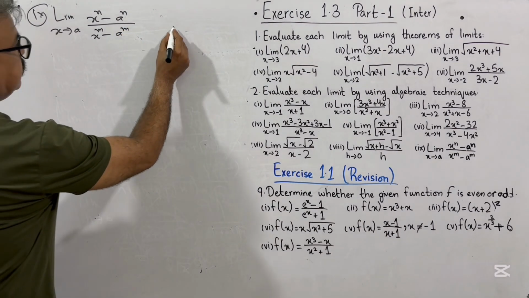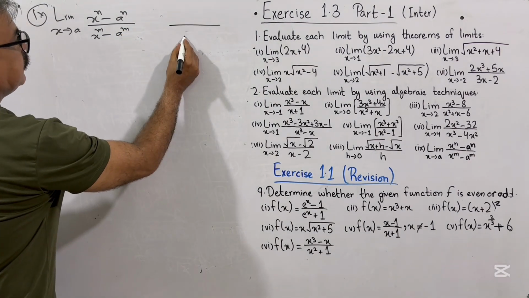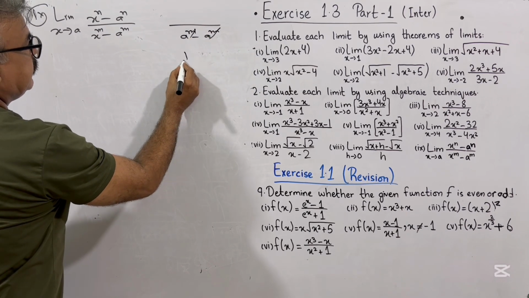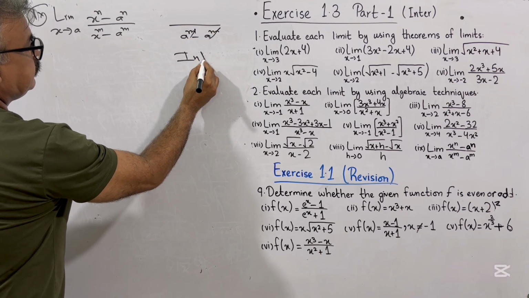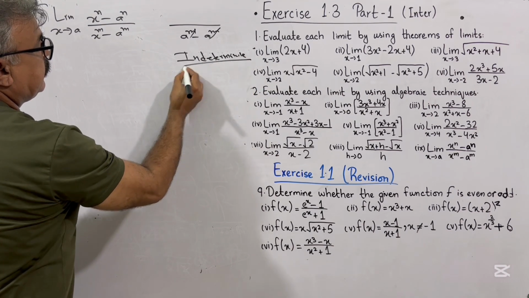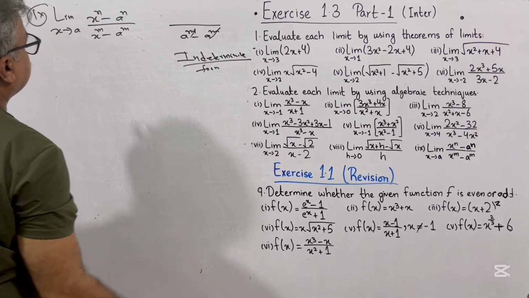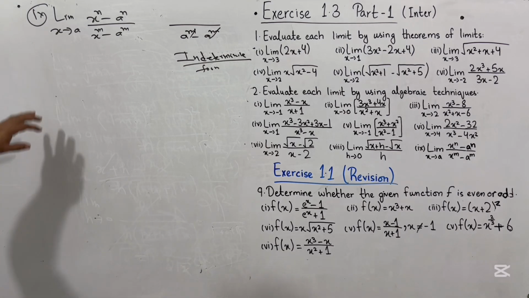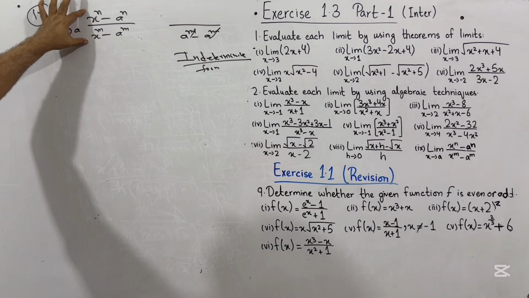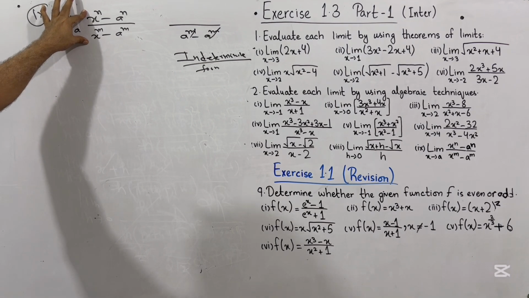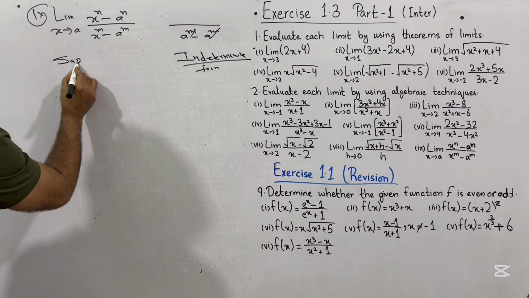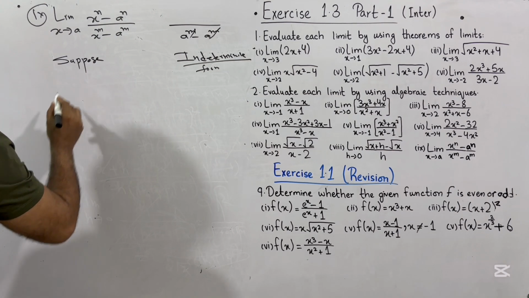Check the denominator. Put x equal to a: a raised m minus a raised m cancels out. It is an indeterminate form. Try to remove this. From this, x equal to a is a factor of this one. Divide both quantities by x minus a, or one can take a supposition, an out-of-the-box solution.